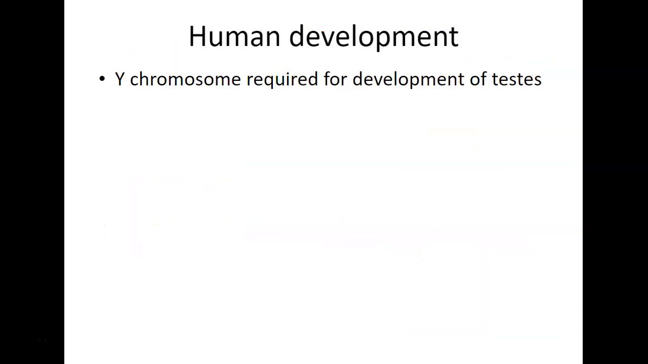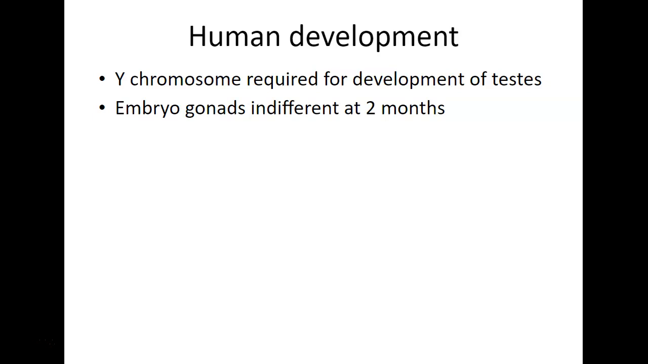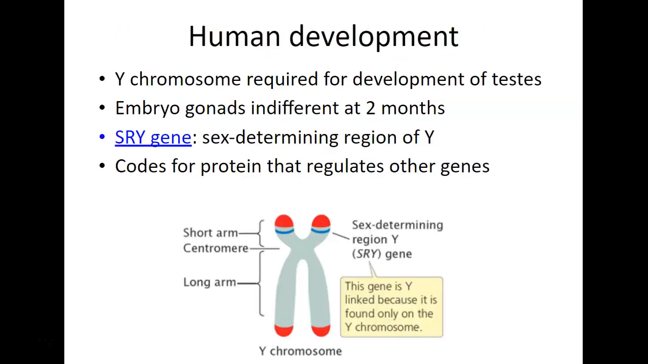Okay, so in human development, the Y chromosome does have an important function. It makes a boy a boy. So it is required for the development of testes. So if you have a Y chromosome, it will create the development of testes. Embryo gonads are indifferent at 2 months. So there is literally zero difference between a male and a female up to that point.